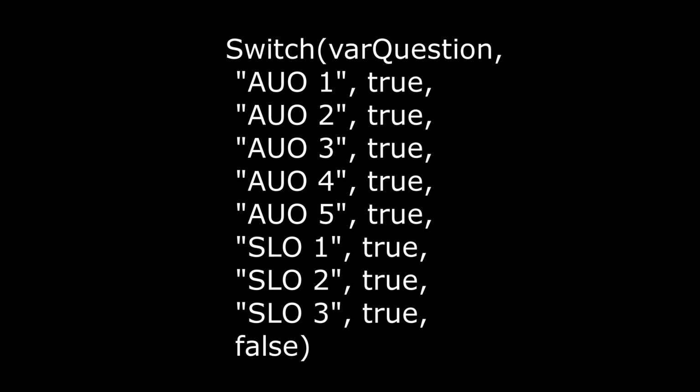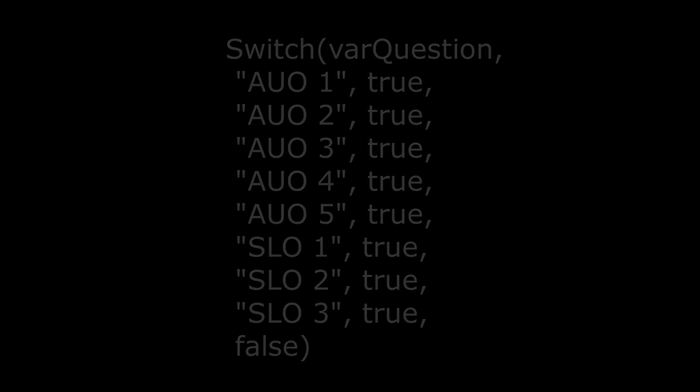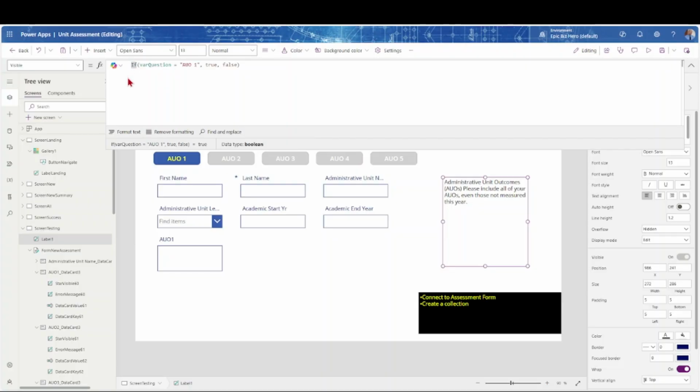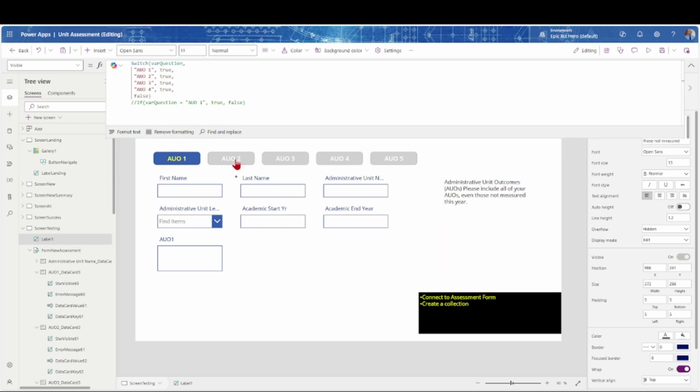In the end, you will have this for visibility. Pause the video and type it out. Move your if statement down one line, then comment it out. Type in your switch statement. To show you how it works, I will only do AOU1 through 5. Then I'll do the rest. In your case, you can take care of it all at once.